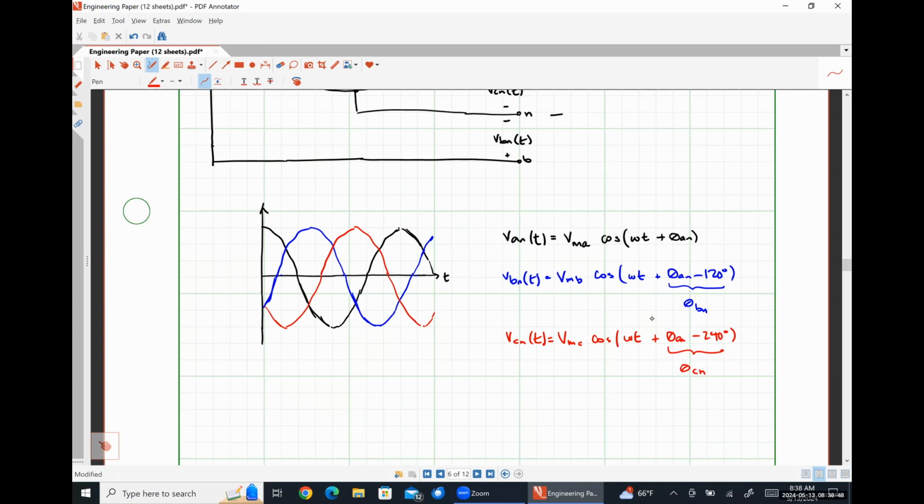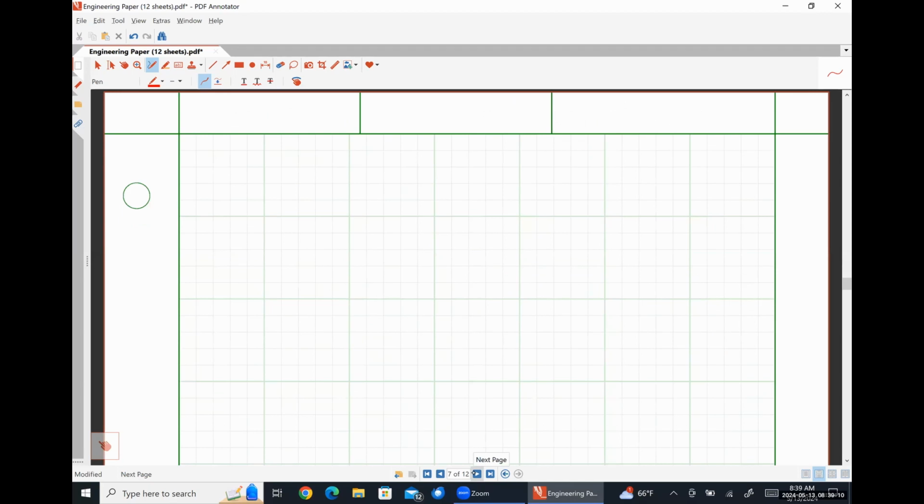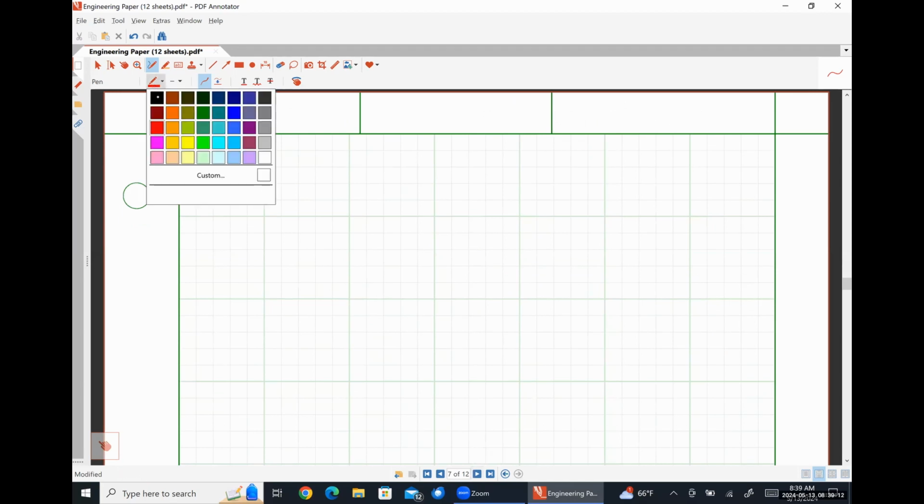So for this class, we are going to assume that every three-phase voltage source is effectively similar to this, in as much as it will be a balanced source where all of our magnitudes will be equal and all of our phase angles will be separated by exactly 120 degrees. Okay, so let's now talk about source and load configurations.